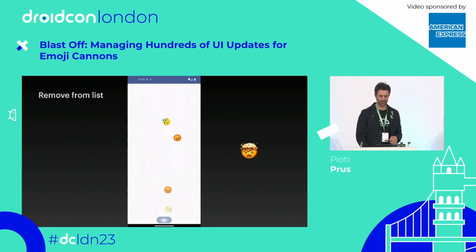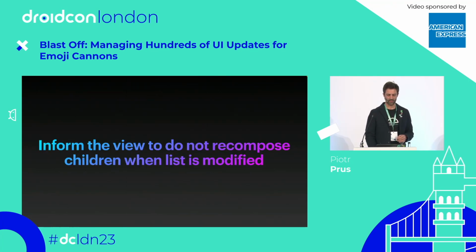It's close. So what actually is happening is our list does not know that we are removing exactly that item. So we are removing an item from the list, and the list is recomposed because there are other children in the list. So we need to inform the view not to recompose children when the list is modified. I don't know if the list is changing the index in that situation, maybe. But we just need to inform our list not to recompose the children. And to do that, we can use the key utility function.